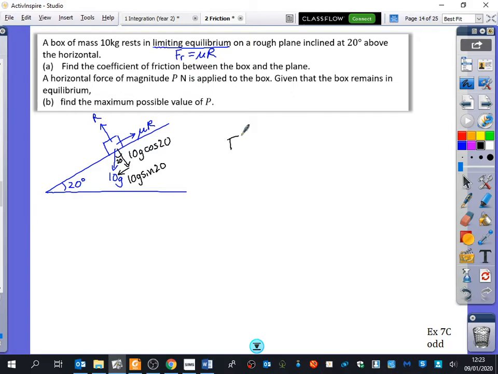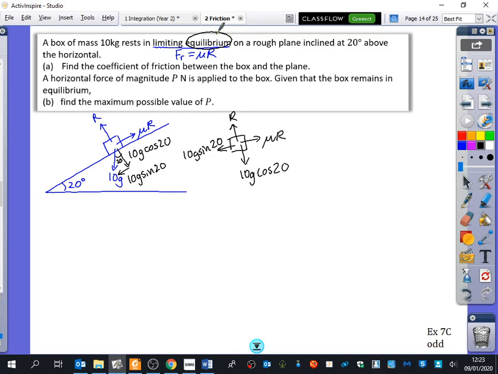You might like to draw out another diagram. You don't have to draw out this other diagram. If it's a complicated question, I would highly recommend it. And now that looks like a simple kind of scenario because of this word, equilibrium.